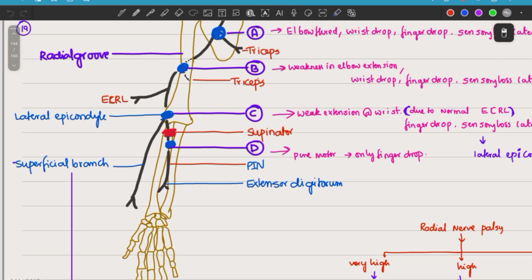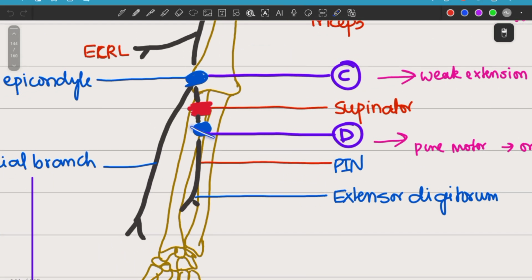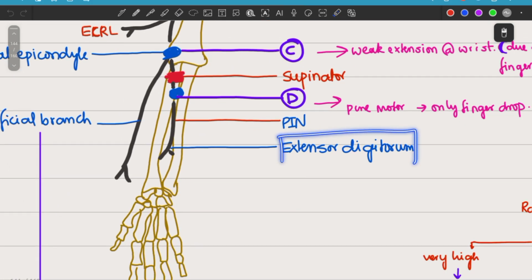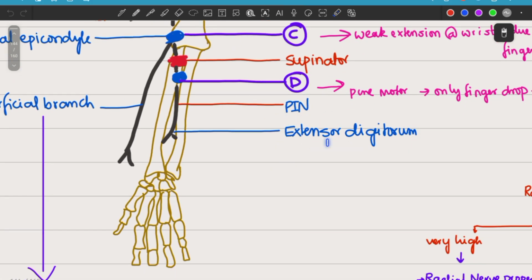Okay. Now in the question they have marked, if there is injury to the posterior interosseous nerve, there is palsy of extensor digitorum, hence extension of the digits is lost, isn't it?